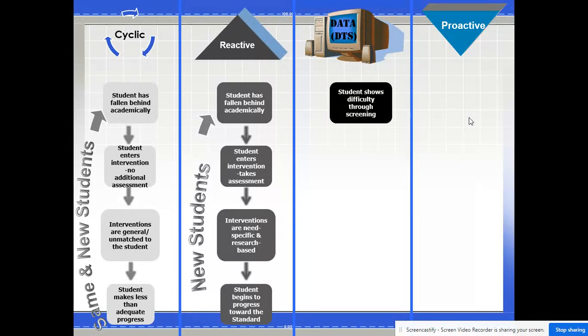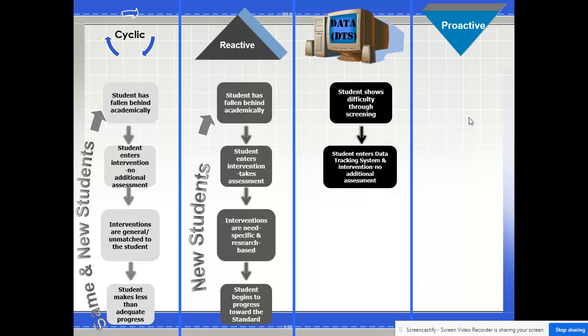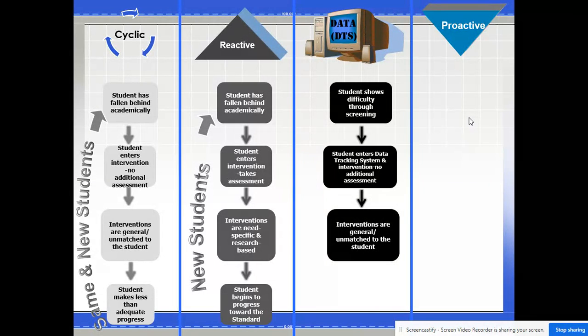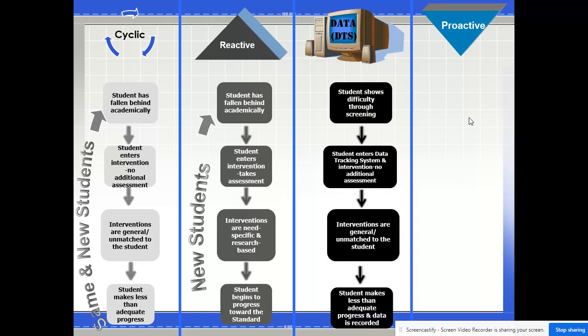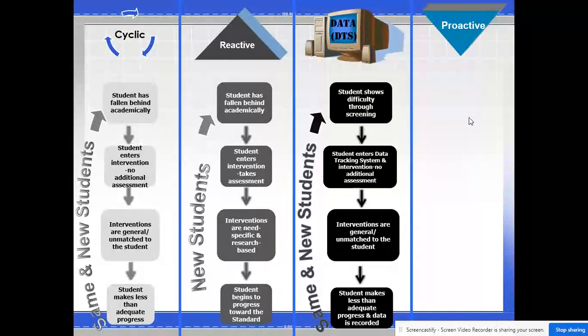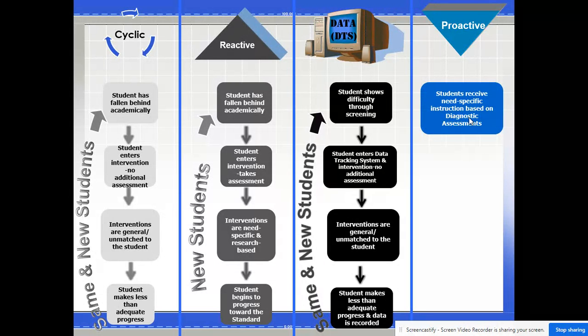Now, data-driven. The student shows difficulty through screening. The student enters data tracking system and intervention, but no additional assessment. Interventions are general and unmatched to the student. The student makes less than adequate progress, but the data is recorded. Okay, same in new students. So now let's look at proactive.